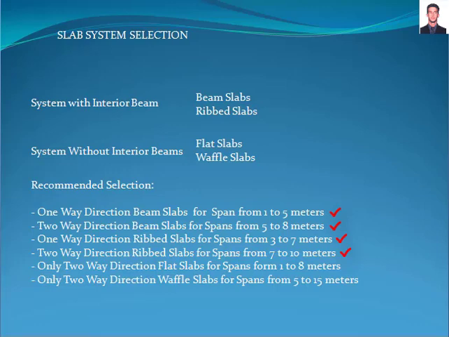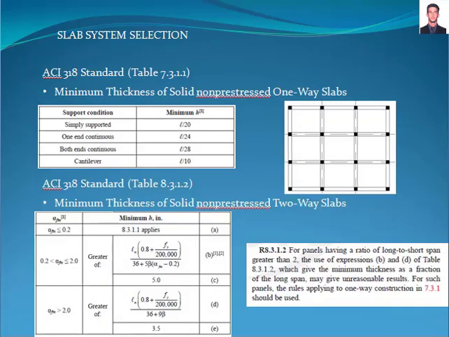And for the system without interior beams: 2-way direction flat slab for a span from 1 to 8 meters, and 2-way direction waffle slab for a span from 5 to 15 meters. If the span between columns is greater than 50 meters, it's recommended to use a pre-stressed slab.